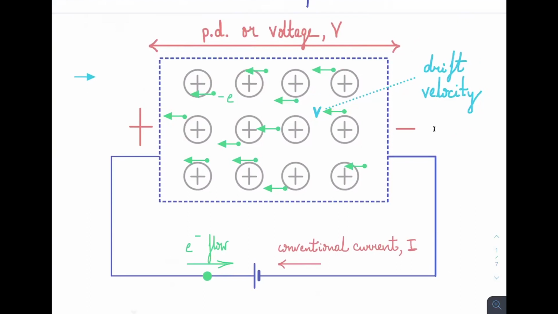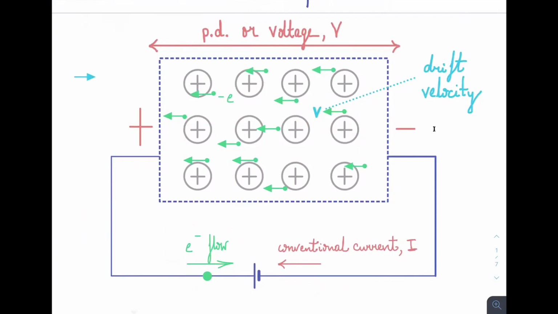An electric current through a metallic conductor, in fact, consists of electrons drifting from the negative terminal through a closed circuit towards the positive terminal of the electrical supply. So here we are showing the direction of the electron flow from the negative terminal towards the positive terminal of the power supply.